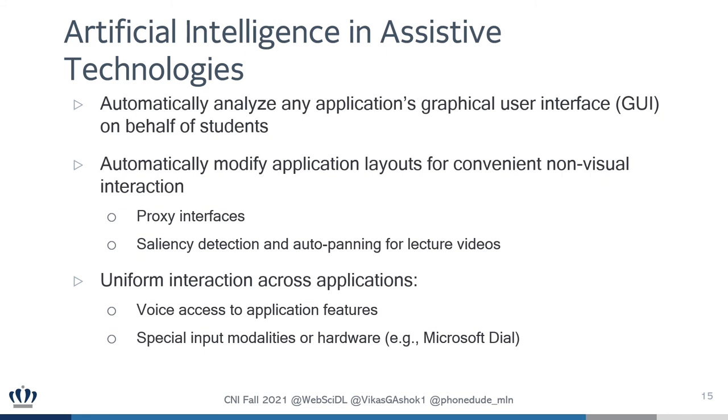AI-based solutions also exist for convenient low vision interaction with videos, and these solutions can be integrated into assistive technologies so as to provide a platform-wide support for all applications involving videos. In sum, AI in assistive technologies has the potential to mask the adverse impacts of application heterogeneity on the computer interaction experiences of students with visual impairments.